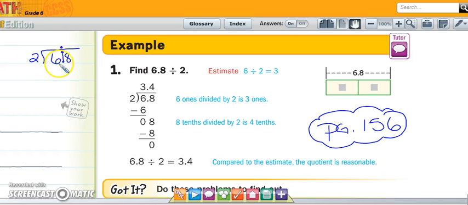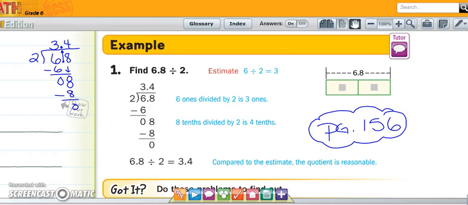So 2 can go into 6 3 times. 3 times 2 is 6. 0, bring down the 8. 2 can go into 8 4 times. 4 times 2 is 8. None left over. So our answer is 3.4.